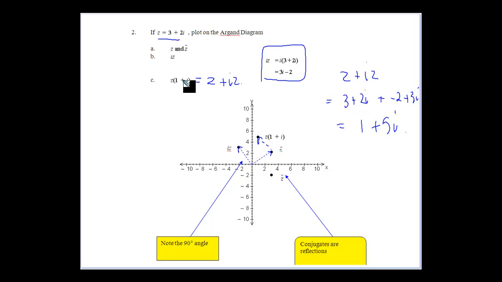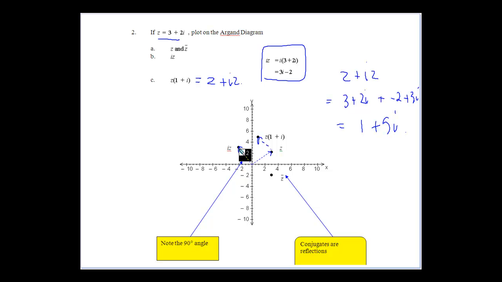One a little bit easier. If z is 3 plus 2i, graph on the Arg diagram z plus the conjugate of z. We know z is 3 plus 2i, and the conjugate would be 3 minus 2i. Remember, conjugates are reflections. And i times z: if we do our multiplication here, we get i times 3 plus 2i gives us minus 2 plus 3i. So we would get that there.